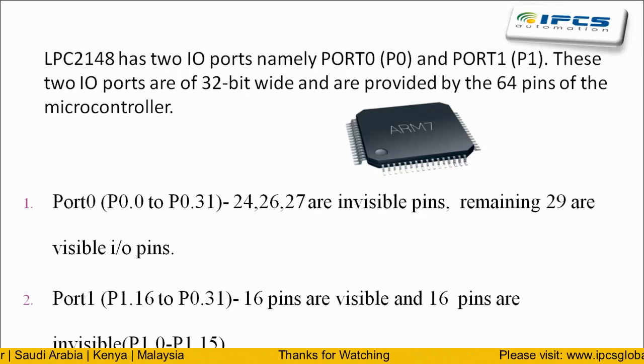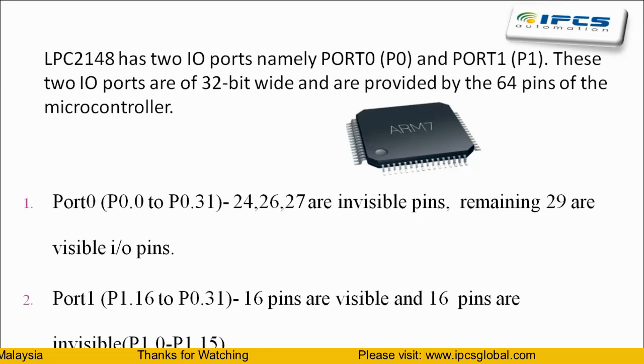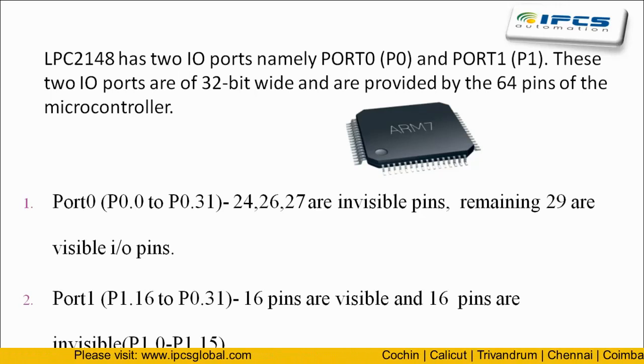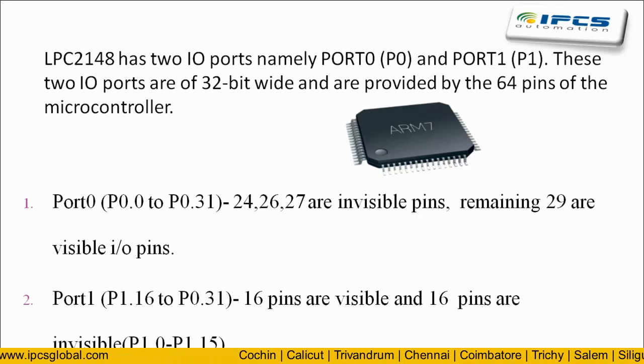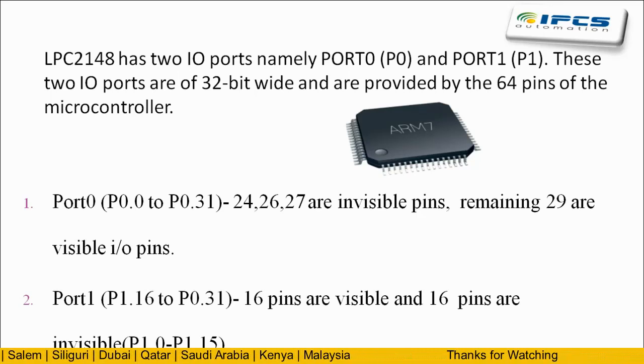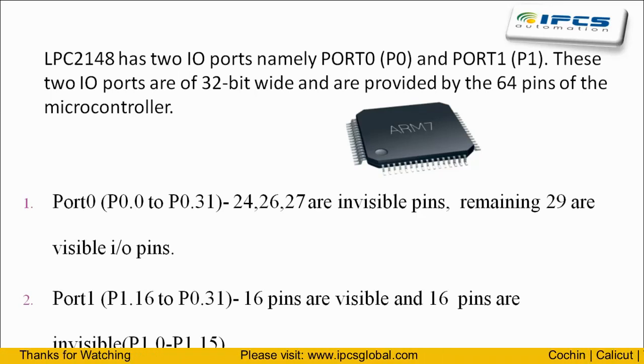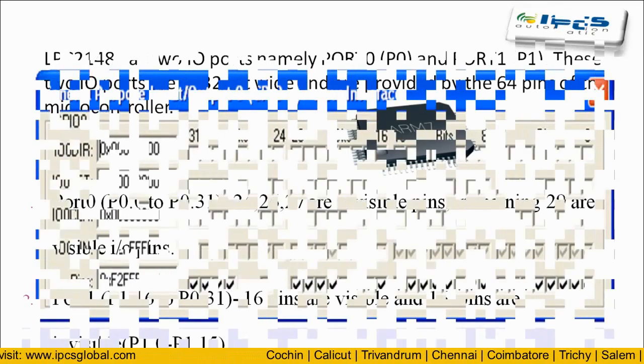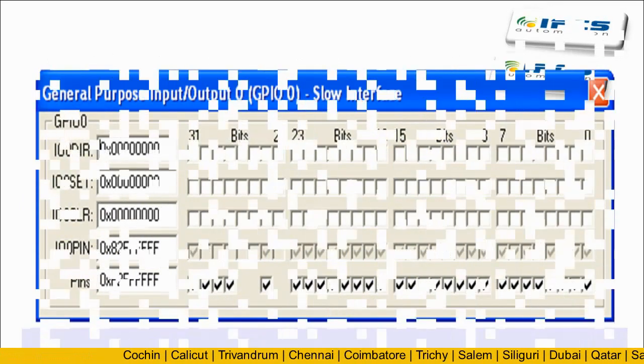Port 1 is a 32-bit bidirectional I/O port with individual direction controls for each bit. The operation of port 1 pins depends upon the pin function selected via the pin connect block. Pins 0 through 15 of port 1 are not available. Port 0 and port 1 are controlled via two groups of registers. IOPIN. This is the GPIO port pin value register. The current state of the GPIO configured port pins can always be read from this register, regardless of pin direction.